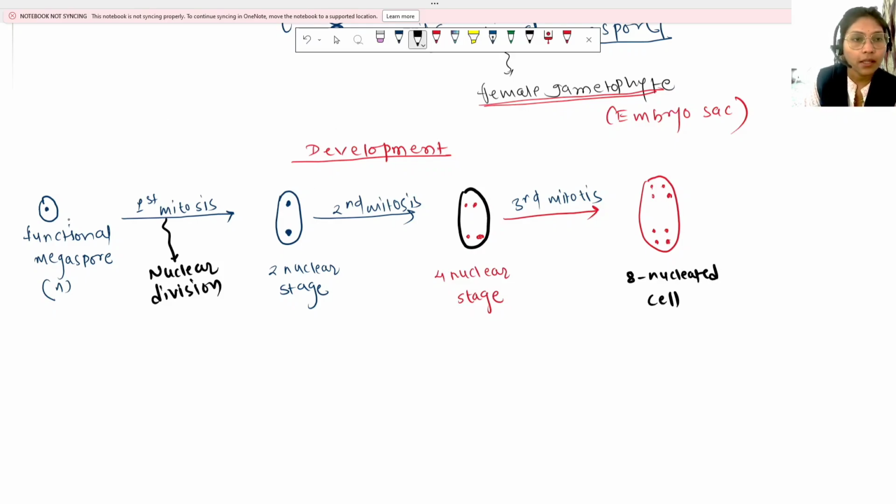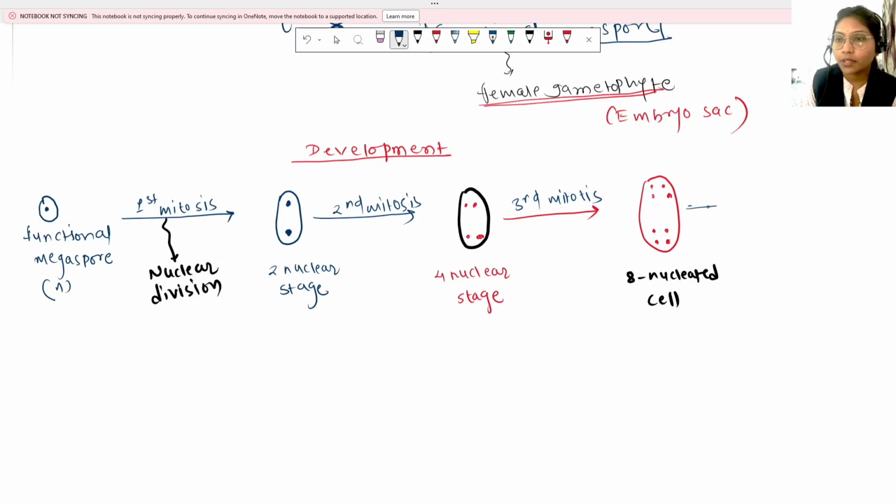So what happened here? Here the functional megaspore, which is haploid, will undergo a series of 3 mitoses. First mitosis will result in the 2 nuclear stage, second mitosis will result in the 4 nuclear stage, and the third, which is the last mitotic stage, results in the 8 nucleated stage.